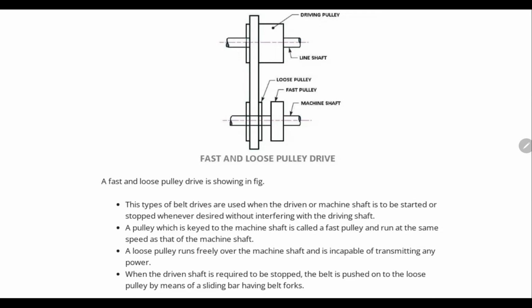Another type is fast and loose pulley drive. Here you will see an additional pulley, loose pulley and fast pulley is there. So what is this? Let us see. This type of belt drive is used when the driven or machine shaft is to be started or stopped whenever desired. So the machine shaft is to be started or stopped whenever desired.